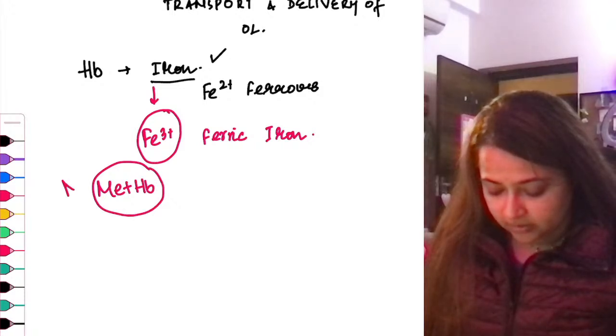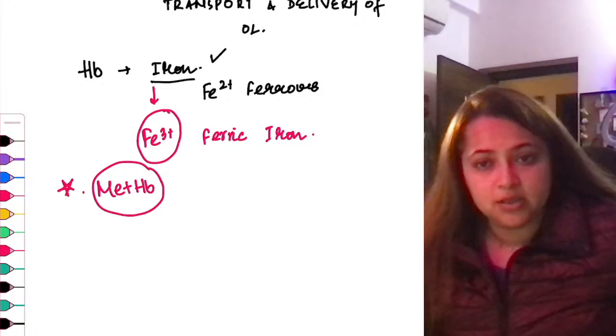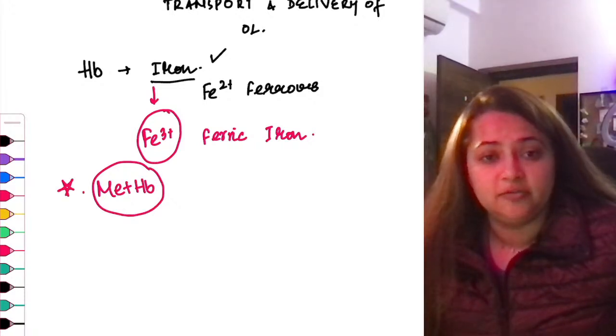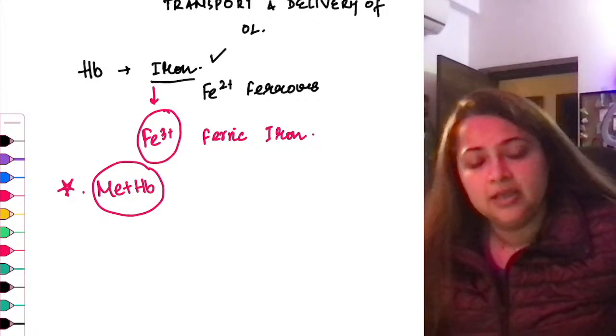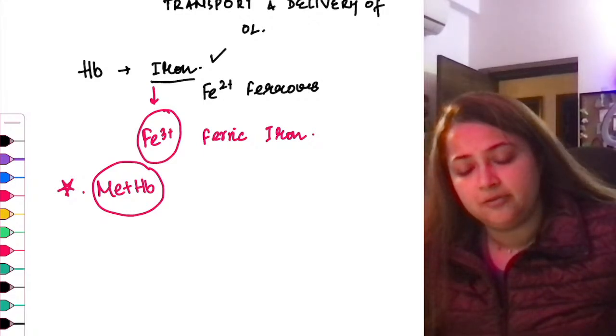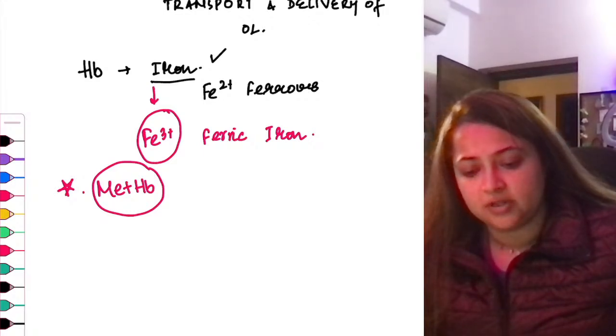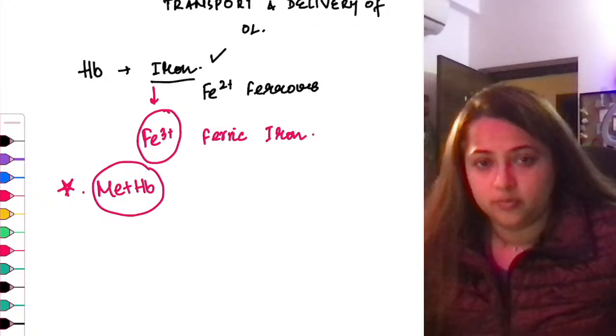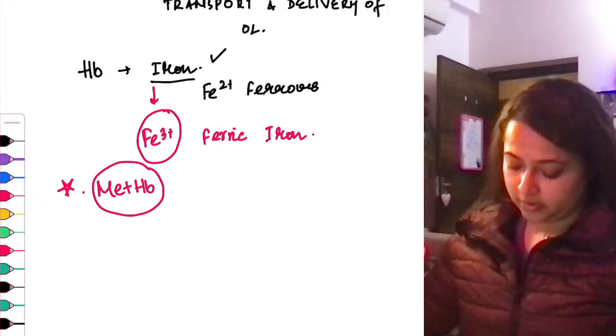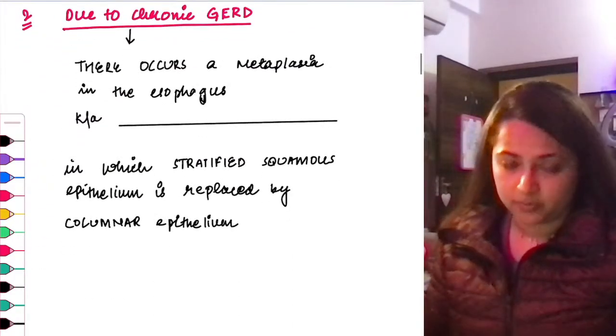Methemoglobin. Okay, so guys, remember, normally the hemoglobin contains the iron in the ferrous form, that is the reduced form. If hemoglobin is containing the iron in the ferric form or the oxidized form, it is known as the methemoglobin. All right, remember this point. Moving on to the next high yield topic.